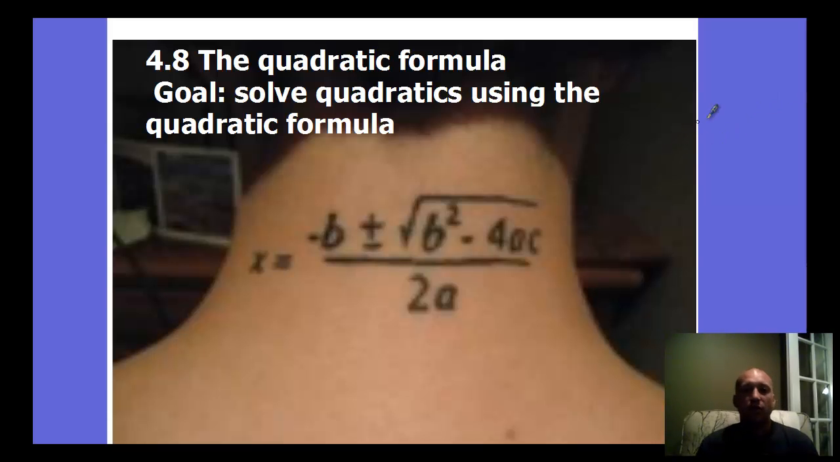Honors Algebra 2, Chapter 4, Section 8. This is the last section for solving quadratics. We have solved by factoring, square rooting, completing the square, and so now we're using the last method we'll talk about, which is the quadratic formula. And this is the method that works for all cases.